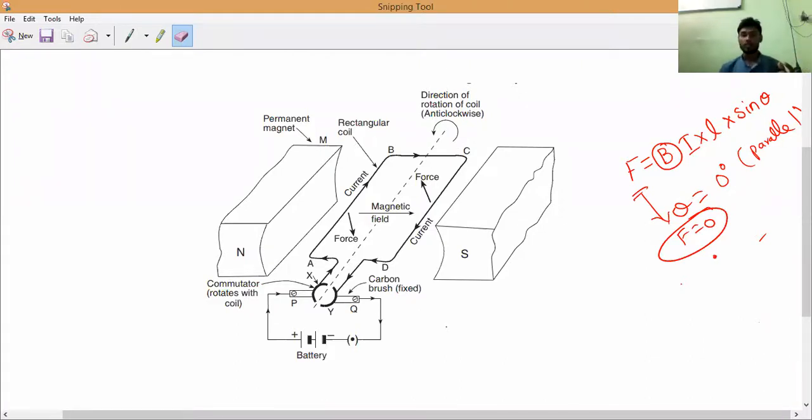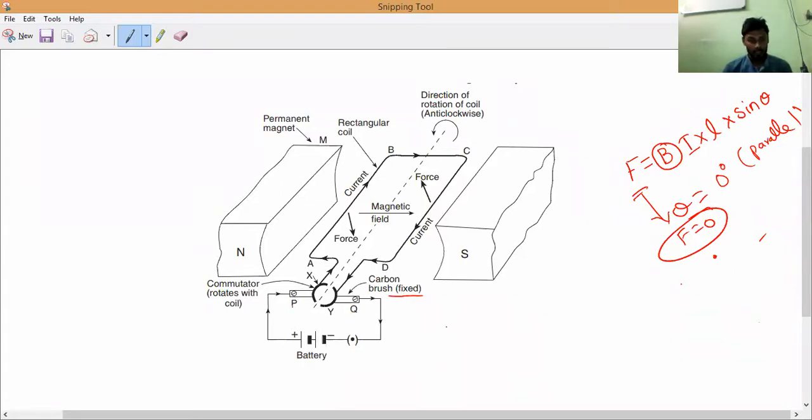So what we are doing is, if this is the commutator ring, we arrange carbon brushes that are not completely attached to it, but just touch the commutator, so that the current passes from the carbon brush into the commutator. That is why we use two fixed pieces made of carbon. We call them carbon brushes, which take the current into the coil and bring the current out from the coil.